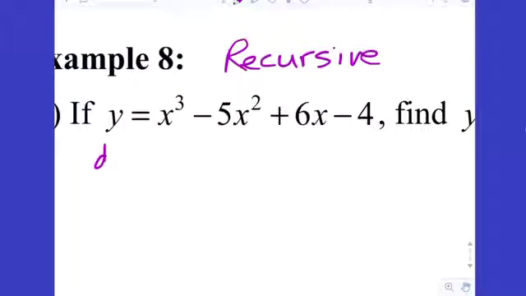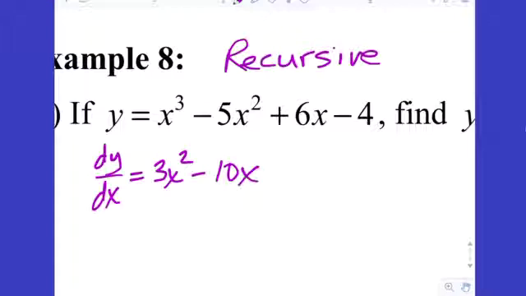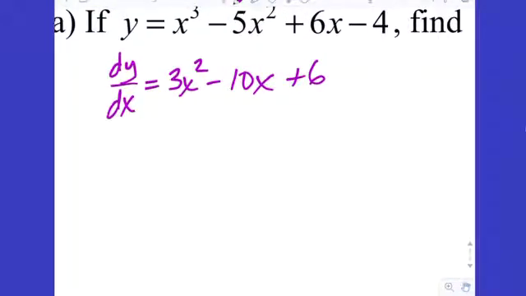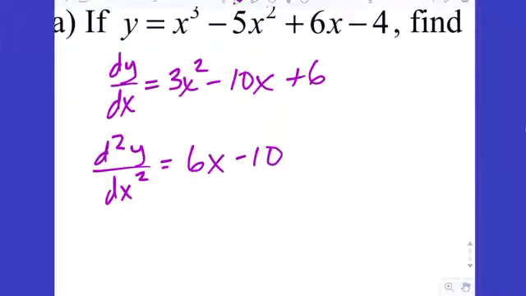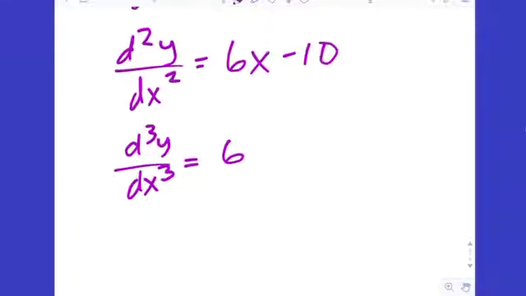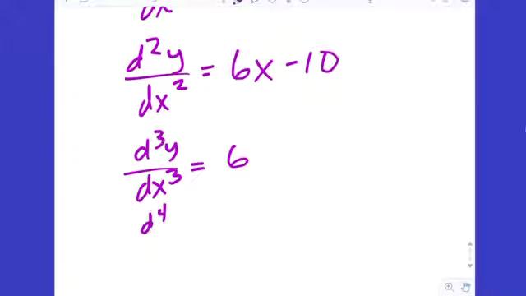So I'm going to use Leibniz notation here. dy/dx is going to be 3x squared minus 10x to the first plus 6. Now taking the derivative of both sides again, we get d squared y over dx squared. That's the second derivative. You get 6x minus 10. Taking the derivative of both sides, you get d cubed y over dx cubed, and that gives you 6 minus 0. And now the fourth derivative, d⁴y over dx⁴, is 0.